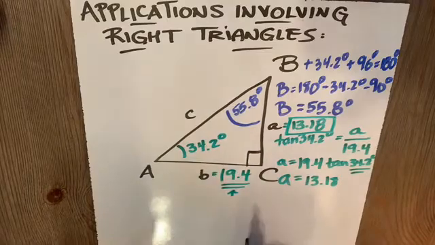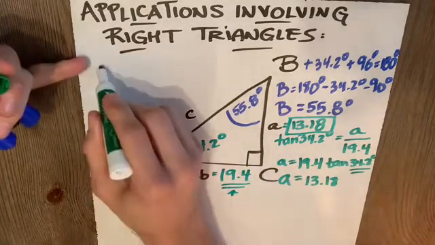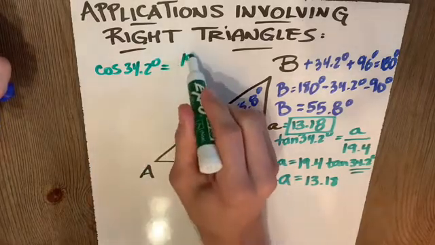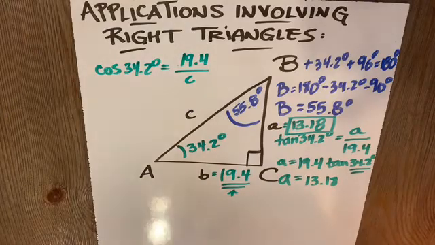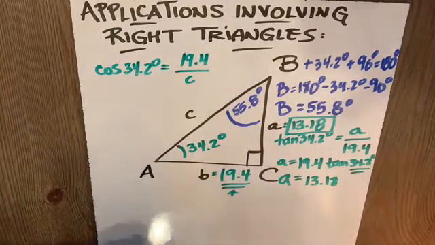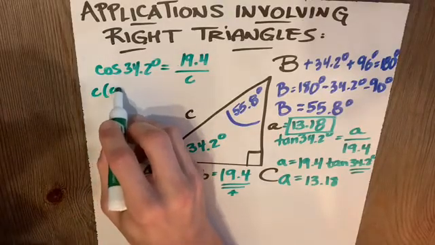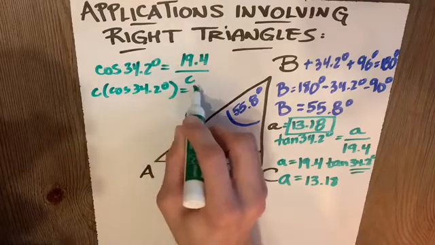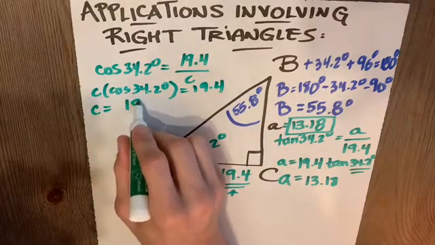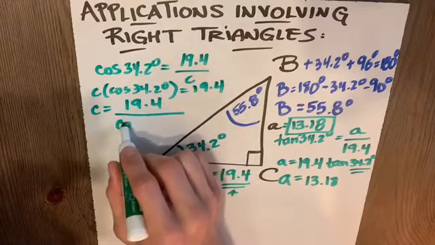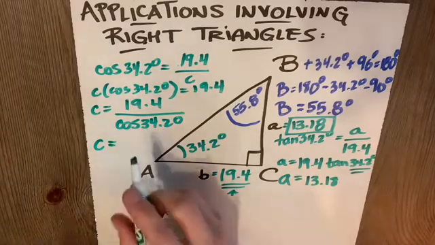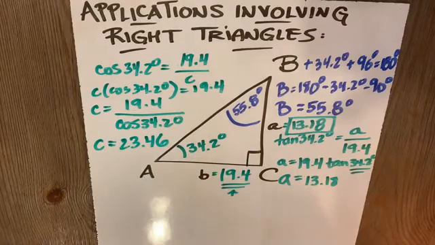So if I'm going to calculate c, I want to use as much given information as possible. I know that the cosine of angle A, which is 34.2 degrees, notice that was given, is equal to adjacent b, 19.4, over c. Now, that leaves me working with numbers that were given. I know this is correct because it was given. So if I multiply both sides by c, I get c times cosine of 34.2 degrees is equal to 19.4. And if I divide both sides by cosine 34.2 degrees, I get c is equal to 19.4 divided by cosine of 34.2 degrees. So side c is going to give us about 23.46. Now, again, I don't know the units of that.